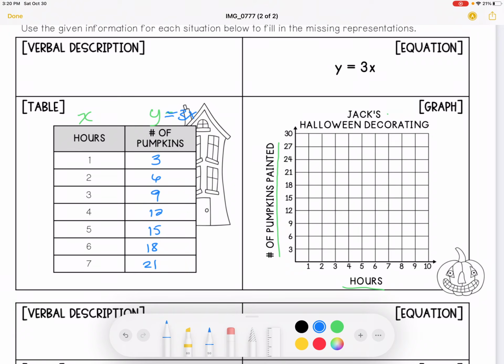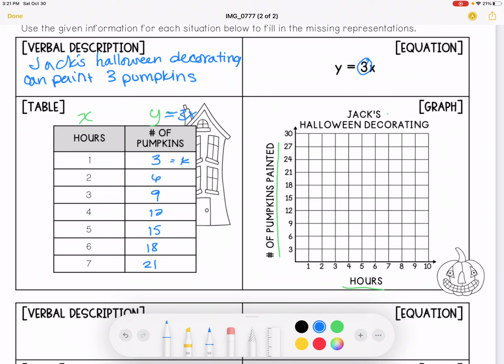So that tells me in 1 hour, Jack's Halloween decorating can paint 3 pumpkins. So my k is when x equals 1, so this is also equal to k. I also can find that right there in my equation. So my verbal description would be that Jack's Halloween decorating can paint 3 pumpkins per hour.